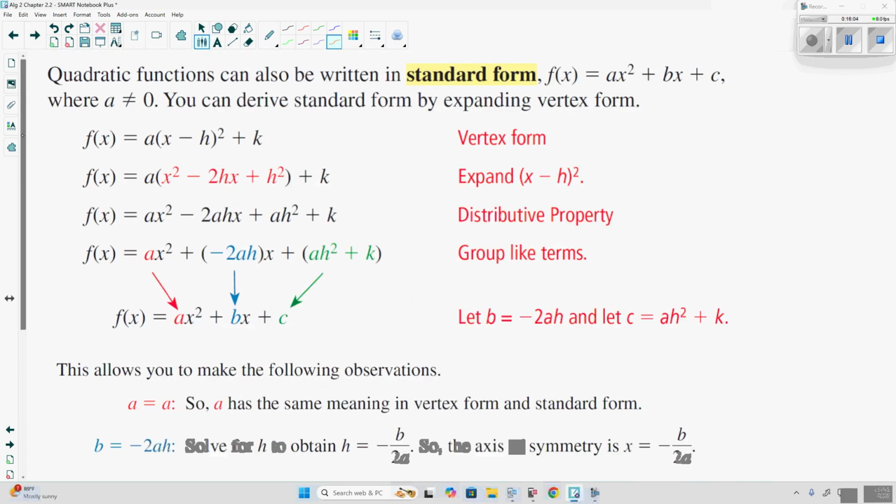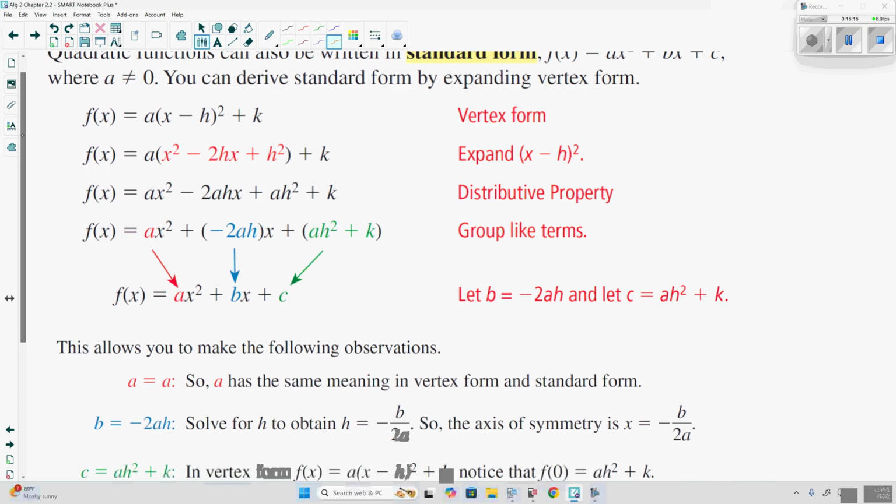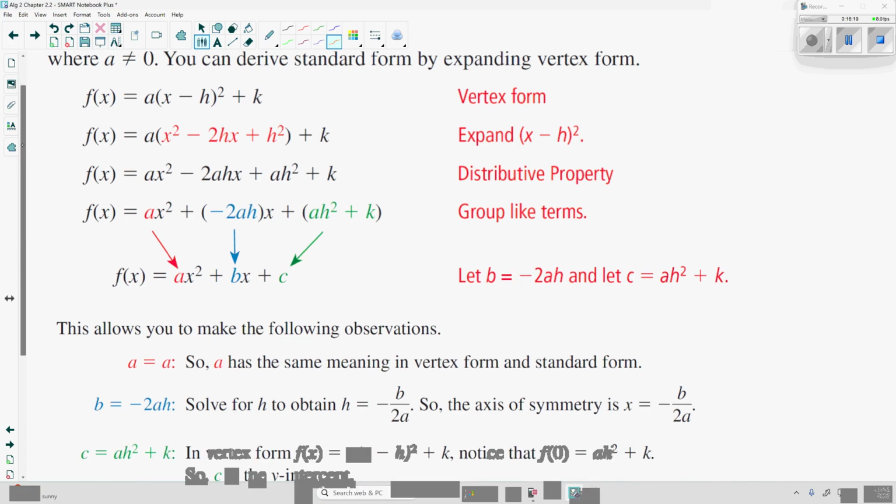Now this here, standard form is ax squared plus bx plus c. Now we can relate the information in vertex form to standard form, especially when finding the axis of symmetry and the vertex. Now these here, don't write these down. This is kind of how we would go from one to the other.